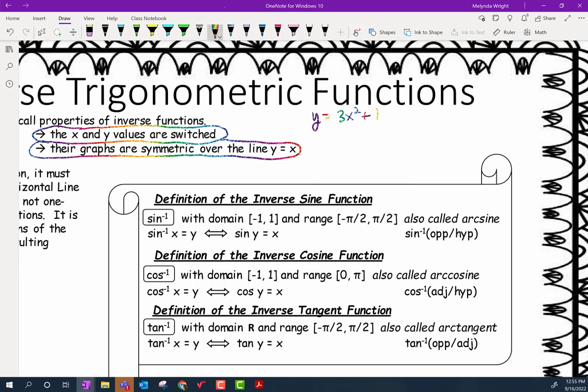Okay. So what do we do? We switch the x and the y first. So we would say x equals 3y squared plus 1. And then what we would typically do is we would solve for y. So I would move the 1 over, divide by 3, and then square root both sides. So y would be plus or minus the square root of x minus 1 over 3.